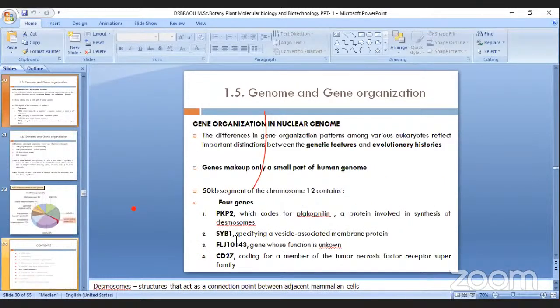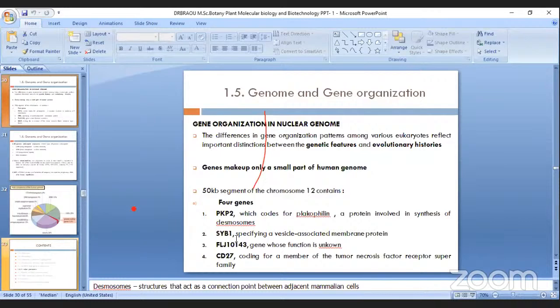And gene organization, again, in the nuclear genome, we are studying about it. The differences in gene organization vary between the eukaryotes, and it reflects the important distinction between genetic features and evolutionary histories. So it is important to learn about this. Genes generally make up only a very small part of the human genome.